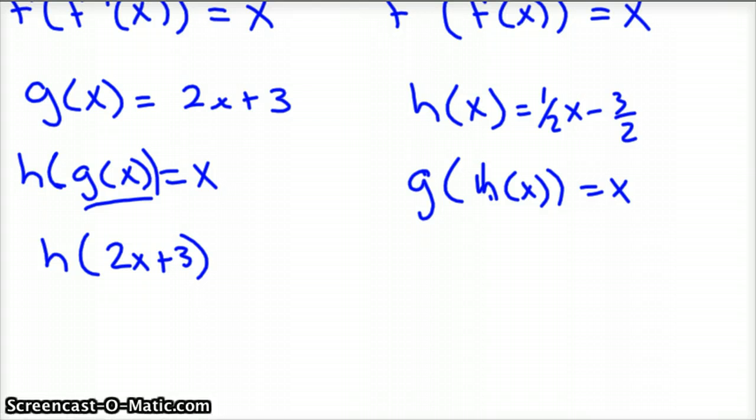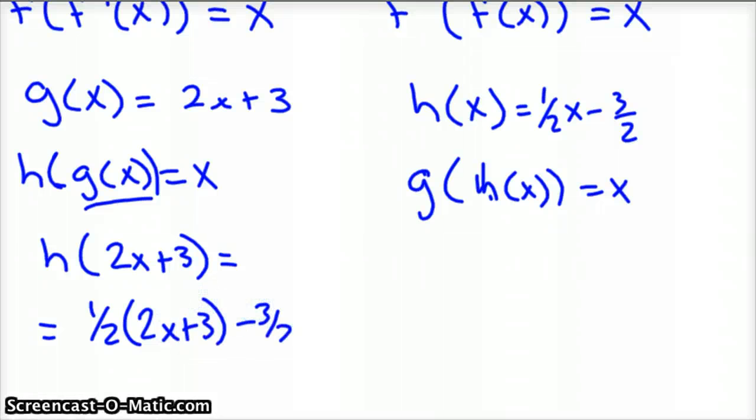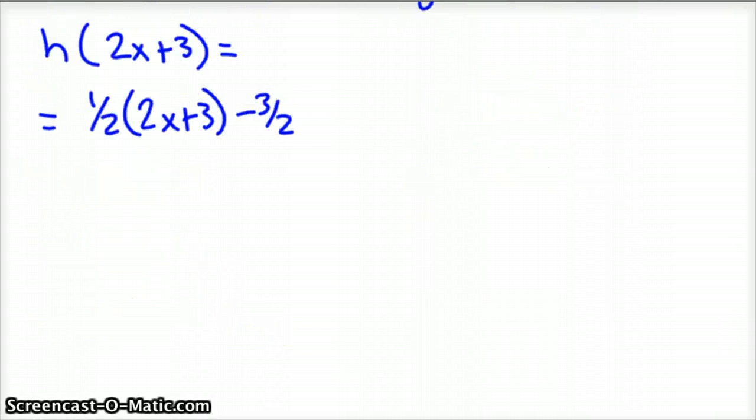So that would equal 1/2 times (2x plus 3) minus 3/2. Go ahead and keep simplifying. If you distribute, you'd have x plus 3/2 minus 3/2, and 3/2 minus 3/2 is 0, so we get x. And so we know that, at least in that case, it's equal to x.